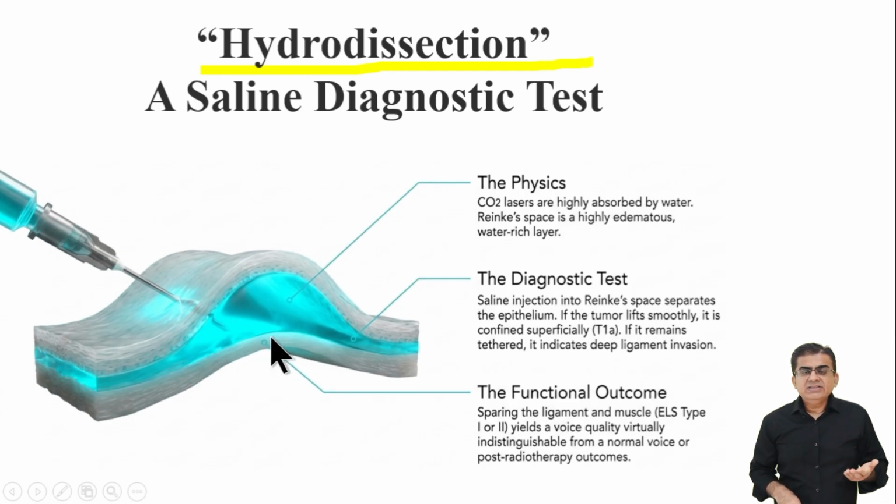Why is this lifting so important for the patient? If the tumor lifts, we can safely peel it off using the laser. We can completely save the deep vocal ligament and the vocalis muscle. This is exactly what we do in an ELS type 1 or type 2 cordectomy. Saving these deep structures gives the patient an excellent near normal voice.